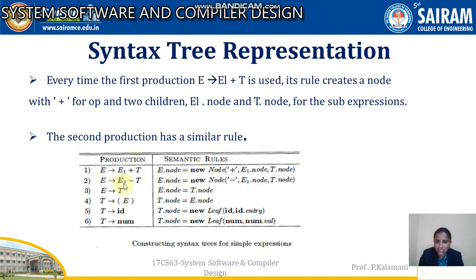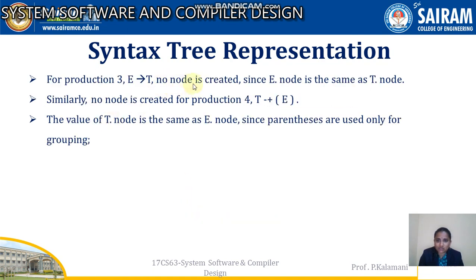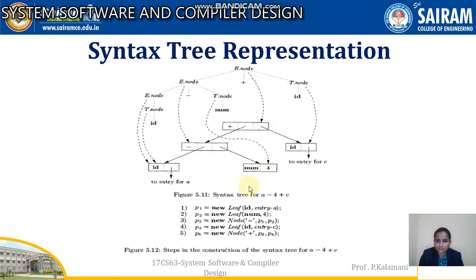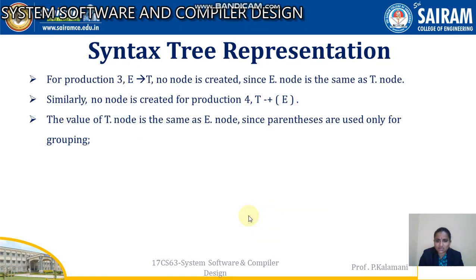Similarly, the second production, E defines E1 minus T, means E dot node, a new node will be created whose root is minus, and then the left child is E1 dot node and the right child is T dot node again. If you take E defines T, then E dot node equals T dot node. There is no difference in that; as it is, it will be assigned. So no node is created, since E dot node is the same as T dot node.